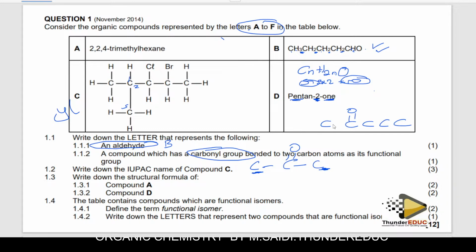Then you fill the carbons with hydrogens, making sure each carbon has 4 bonds: 1, 2, 3, 4. Yes.